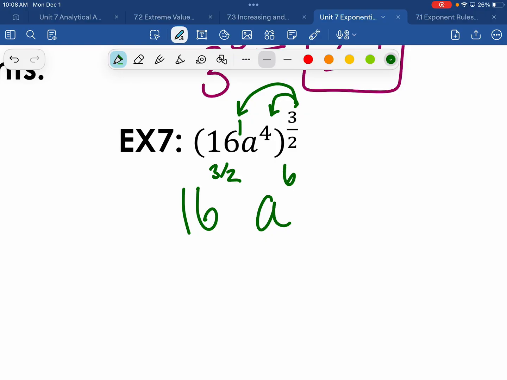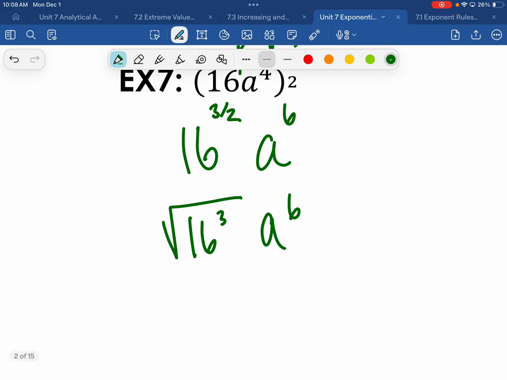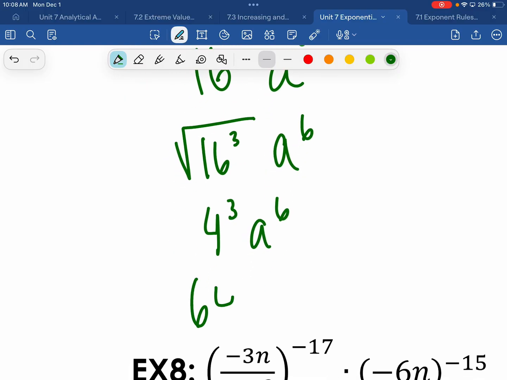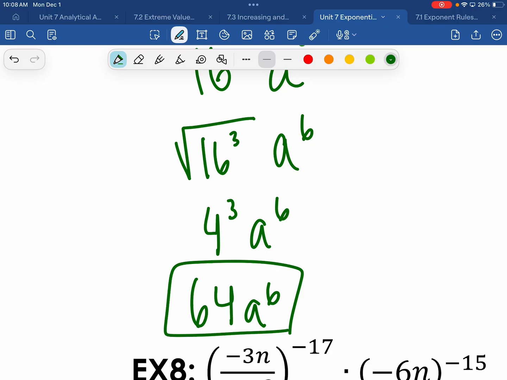All right, it is an exponent. And when you have fraction exponents, we don't ever like those, so we're going to write it as a root. What kind of root do I have? Square root. So what is the square root of 16? 4. And what is 4 to the 3rd power? 64. So 64A6.